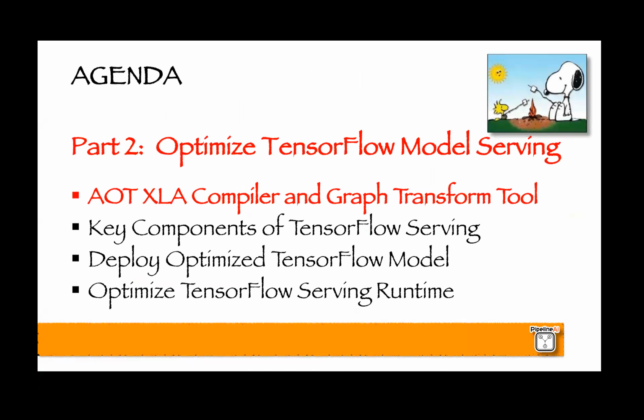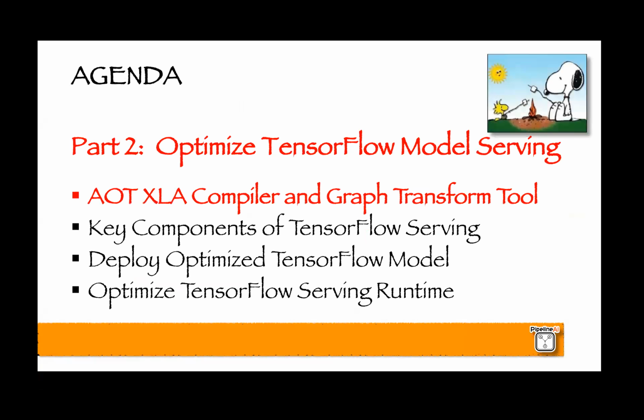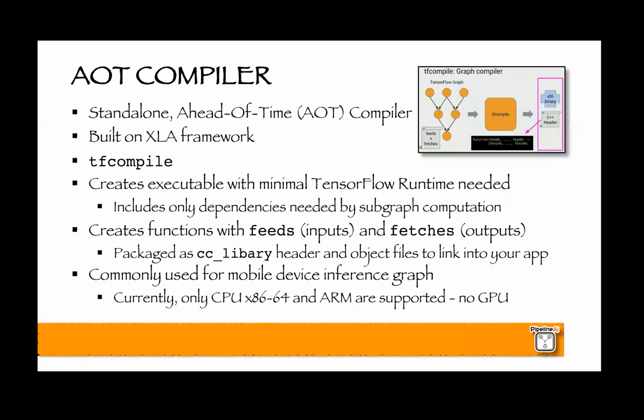Okay, so from this point on, it's post-training. We're going to optimize and serve models after they've been trained. This is something called AOT compiling, the ahead of time, whereas before it was just in time. Now we've got our trained model, so we have a graph and we have weights. Let's see what we can do with these things with XLA.